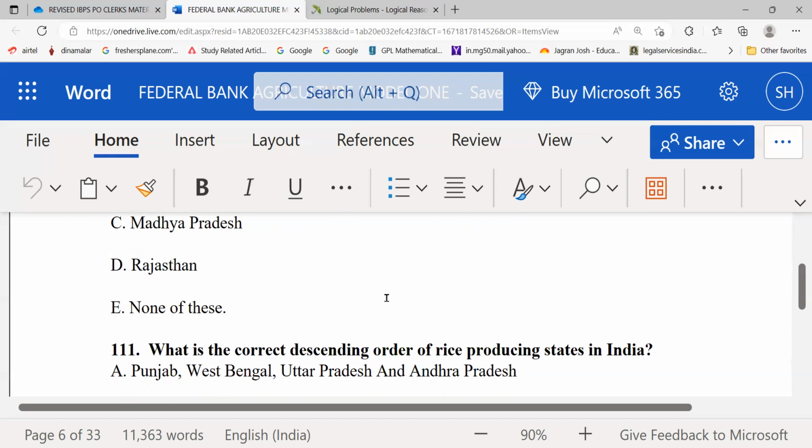Like chief of defense staff, chief of army, chief of navy, chief of air force, chief justice of India, vice president of India, president of India, prime minister of India, vice chairman of Niti Aayog.